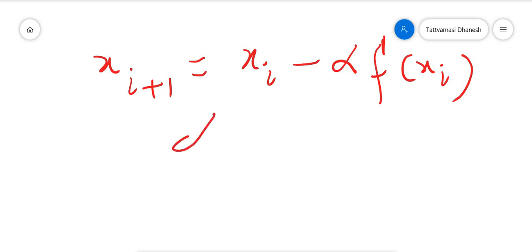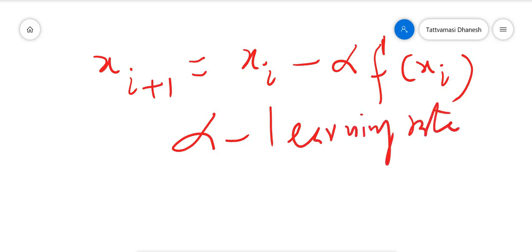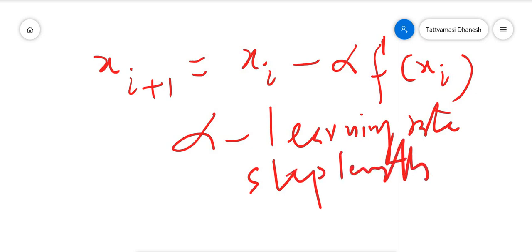What is alpha here? Alpha is known as the learning rate. It is the size of the step, the size of the baby step we are using in the gradient descent algorithm. I told you it's an iterative process, a step-by-step process. So what is the step length? That is known as alpha. Its value ranges between 0 and 1, so 0 less than alpha less than 1. You can take any value for alpha.